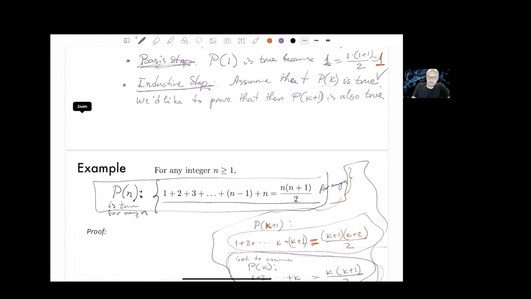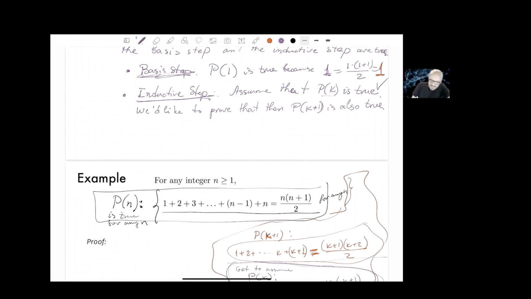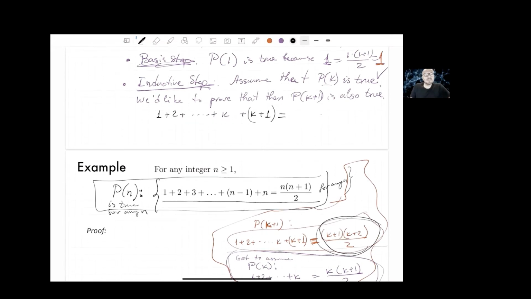I'm coming back to my clean proof. Inside the clean proof, when I'm writing all these sentences in English, I have to justify why it is the case that 1 plus 2 plus and so on plus (k+1) will end up being this. Somehow I need to prove that. Why is that the case? Now let's justify this algebraically. By the inductive hypothesis, this piece, 1 plus 2 plus up to k, is going to be k times (k+1) over 2.